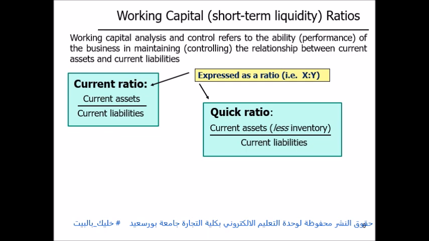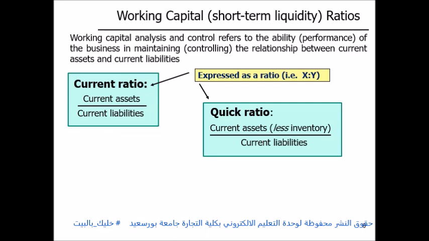A quick revision of the ratios we covered. The first two are the profitability ratios: the gross profit margin, equal to gross profit divided by sales multiplied by 100. The second is net profit margin, equal to net profit divided by sales multiplied by 100. Then we have return on capital employed, equal to net profit divided by closing capital plus long-term debt, multiplied by 100. Then the two new ratios are the current ratio and the quick ratio.